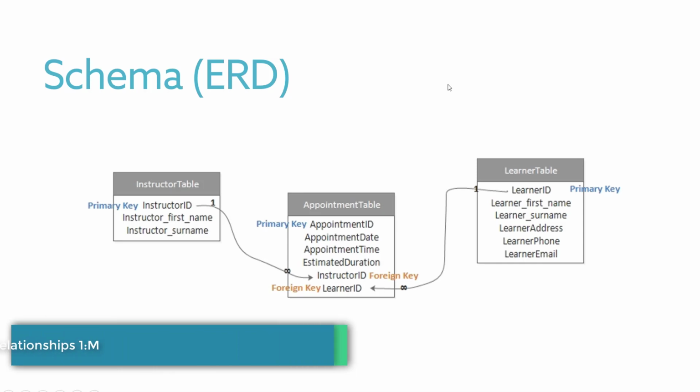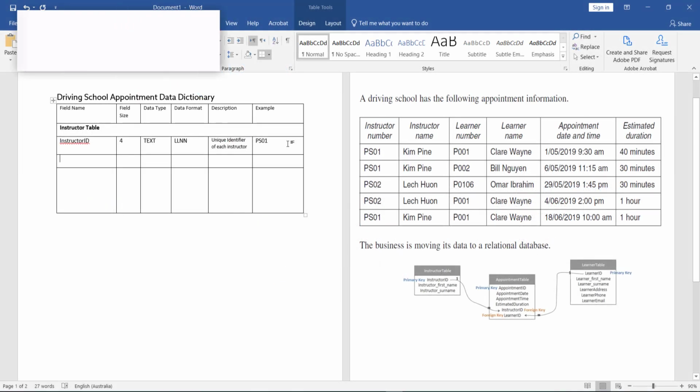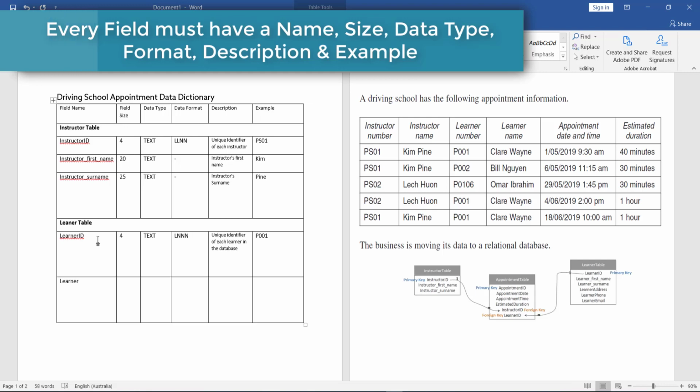And finally, the last thing that we added is our relationships. We have our one-to-many relationships here. This basically means that one instructor can have multiple bookings, and the same for the learner. One learner can book multiple times in the appointment table. The next thing that we are going to look at is the data dictionary.